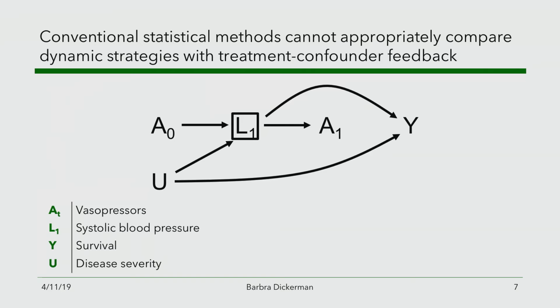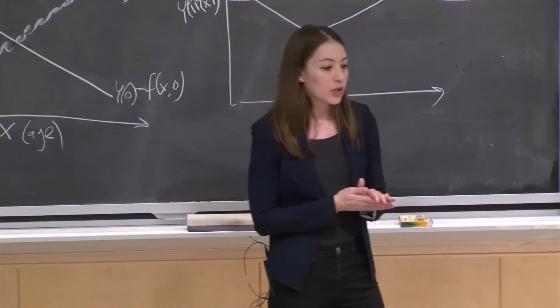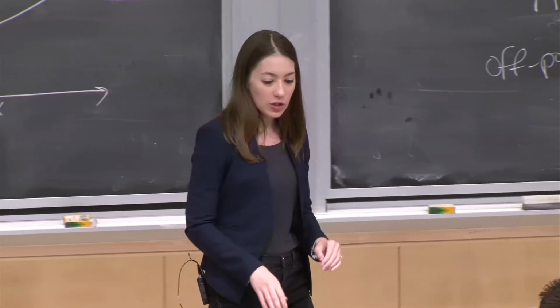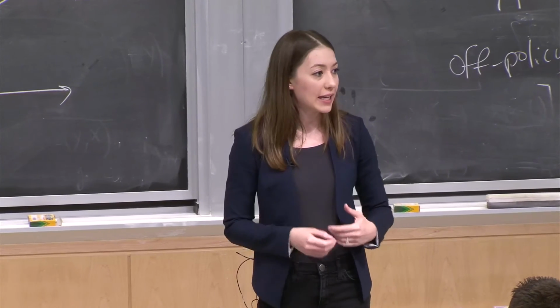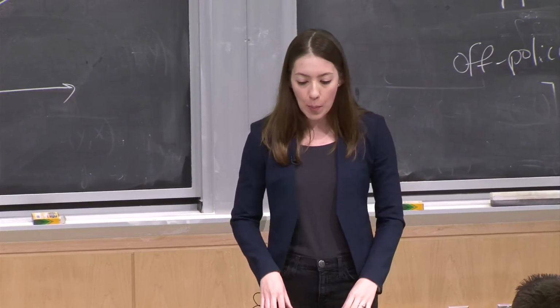What's the consequence of this? If we look in our data set, we may see an association between A and Y, but that association is not because there's necessarily an effect of A on Y. It might not be causal. It may be due to this selection bias that we created. So this is the problem. And so in these cases, we need a special type of method that can handle these settings.